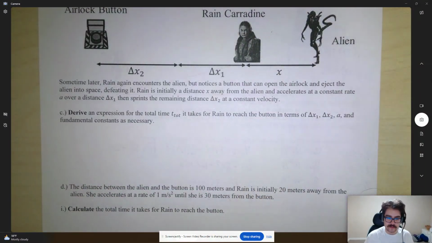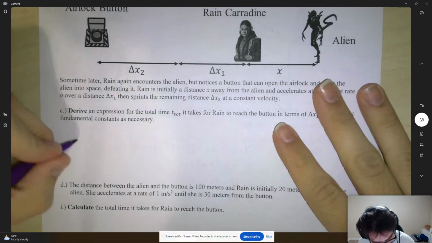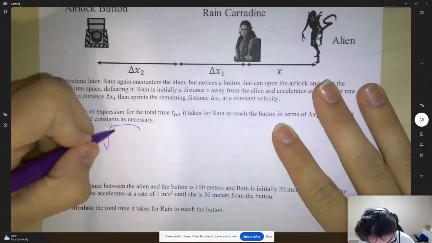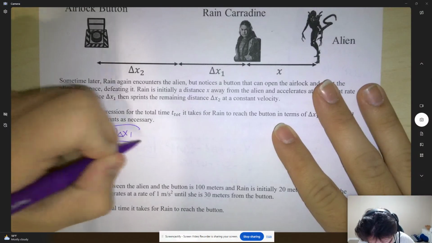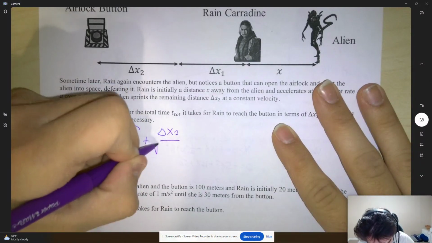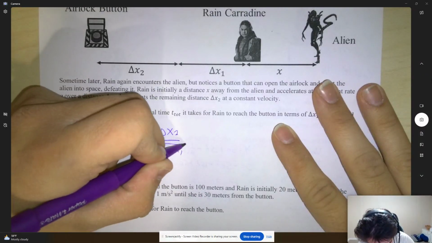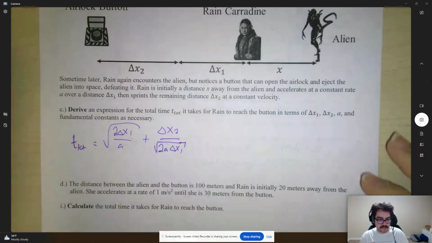Have you seen this one before? Say it all with me, right? Time total is equal to root 2 delta x1 over a plus delta x2 over root 2a delta x1. Guess what? No different than the previous times. The only difference is that now Rain Carradine's running from an alien.